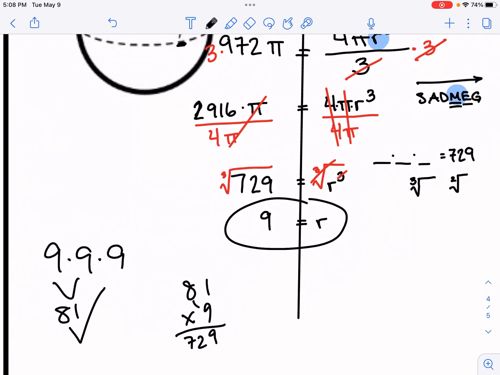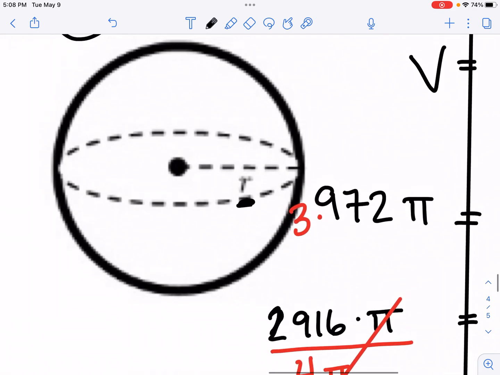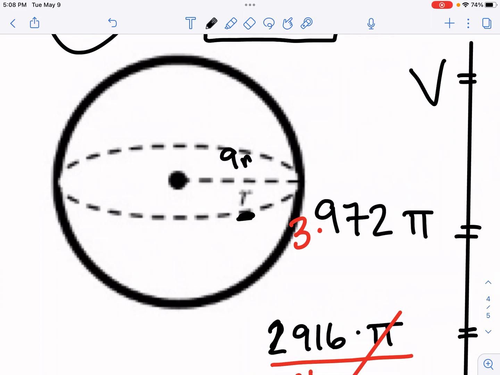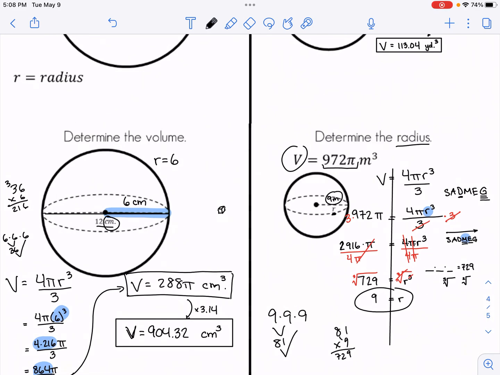But our answer is 9 meters. It is how long this radius is. Let me write that in here, 9m. All right, that's it. That'll be it for this video. We're going to get to our assignment afterwards.